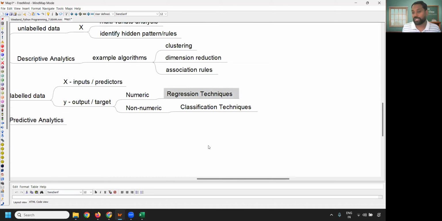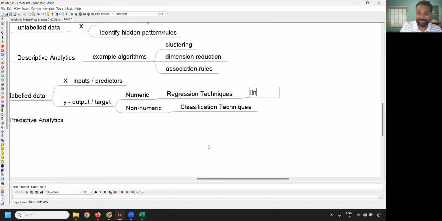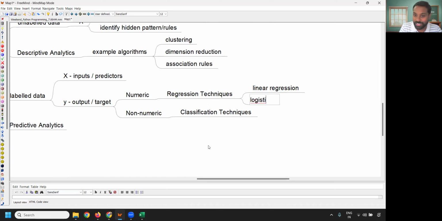In regression, what are the examples? Linear regression, yes. Logistic regression. Nonlinear, polynomial regressions. Yeah, Krishna, very good. So regressors basically, right? And when we talk about classification techniques, what can you think of here?